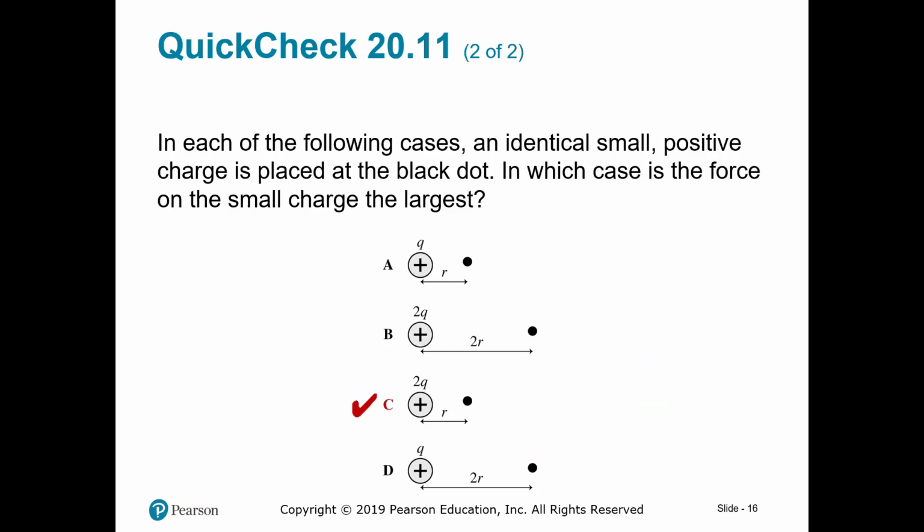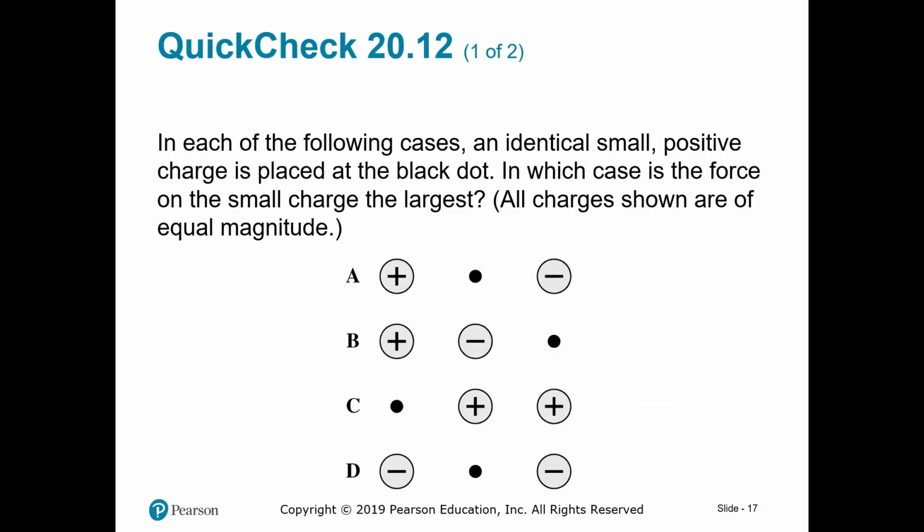And the next one is kind of hard, but we can talk about it. We can think about it quickly. So the following case is an identical small positive charge. So this is a proton, right? It's placed at the black dot. In which case is the force on the small charge largest? So now, before we solve it, you have to think about the direction of each force first. Because from the black dot's point of view, there are two forces, right? By one proton, by two charges for each case, right?